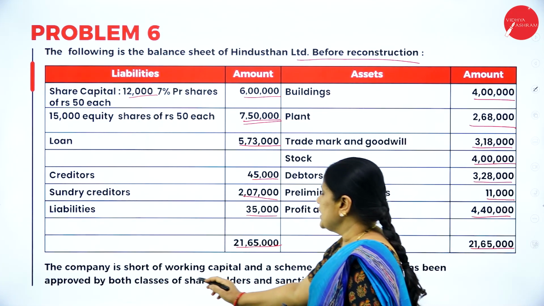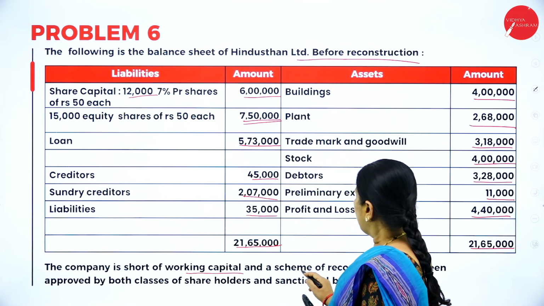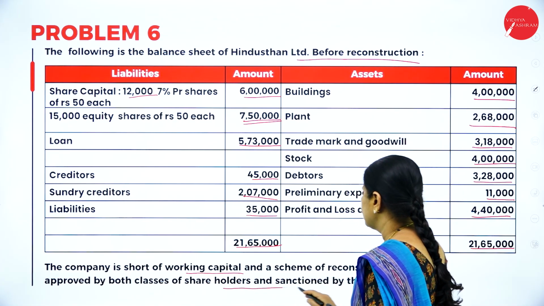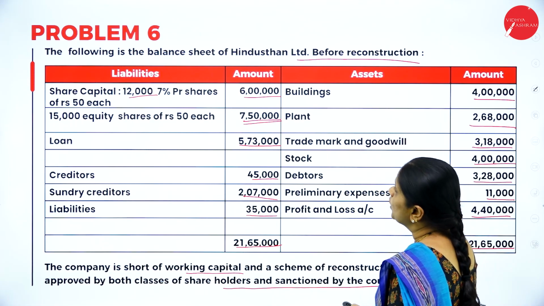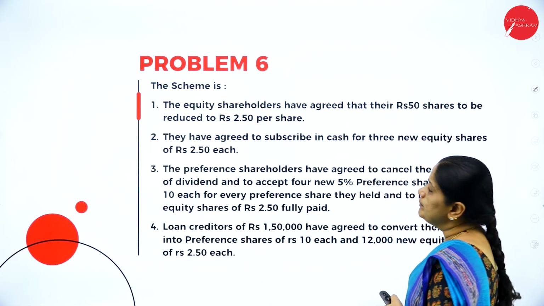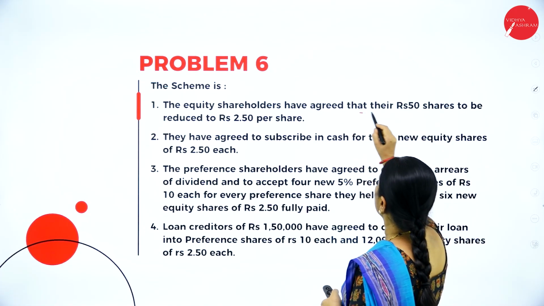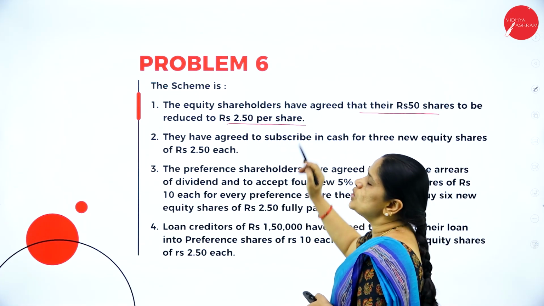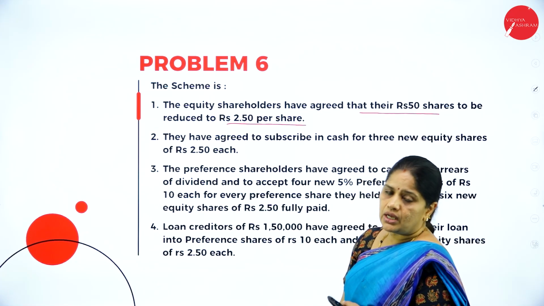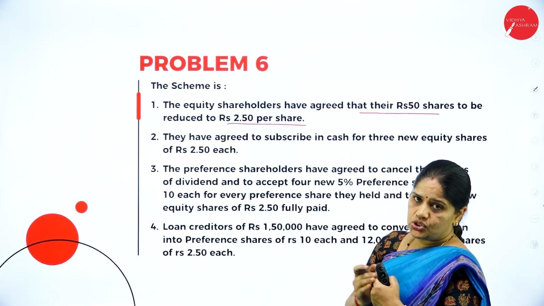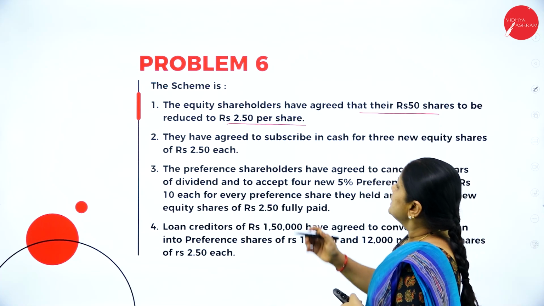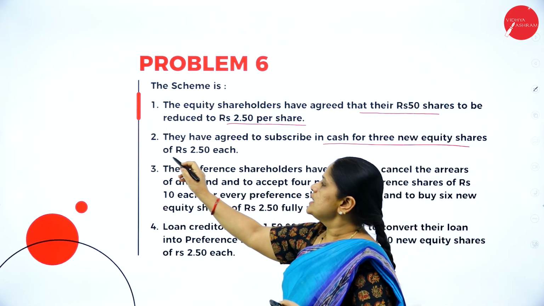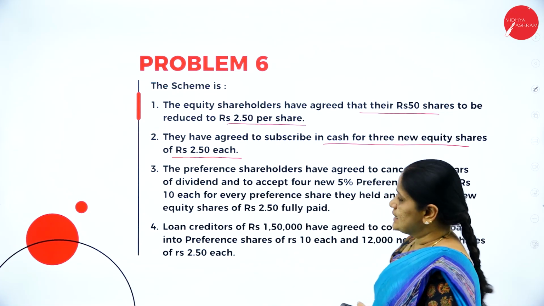21,65,000. The company is short of working capital and a scheme of reconstruction has been approved by both the classes of shareholders and sanctioned by the court. So what is the scheme here? The equity shareholders have agreed that the rupees 50 share be reduced to rupees 2.50 per share. They have agreed to subscribe in cash for 3 new equity shares of rupees 2.50 each.